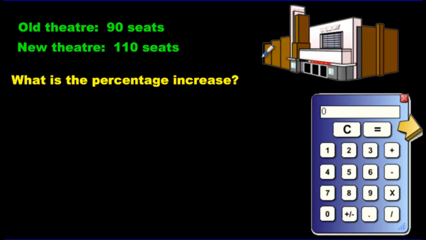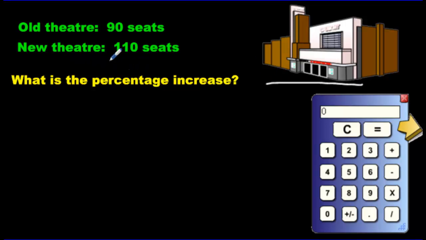We have a movie theater. We've got 90 seats in the old theater, and we've got a new theater being built, and it has 110 seats. And we want to know, what is the percentage increase? Remember the last question with the markup? Well, this is a markup type question, because we've marked up the seats from 90 to 110. We've increased the amount. Okay, fair enough.